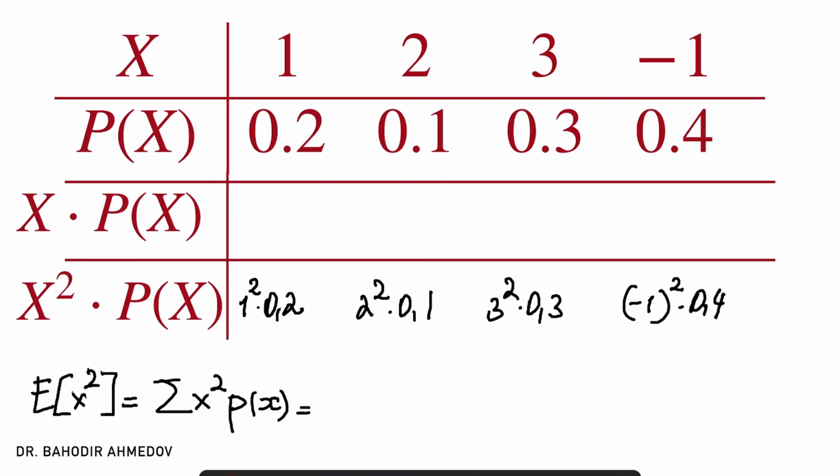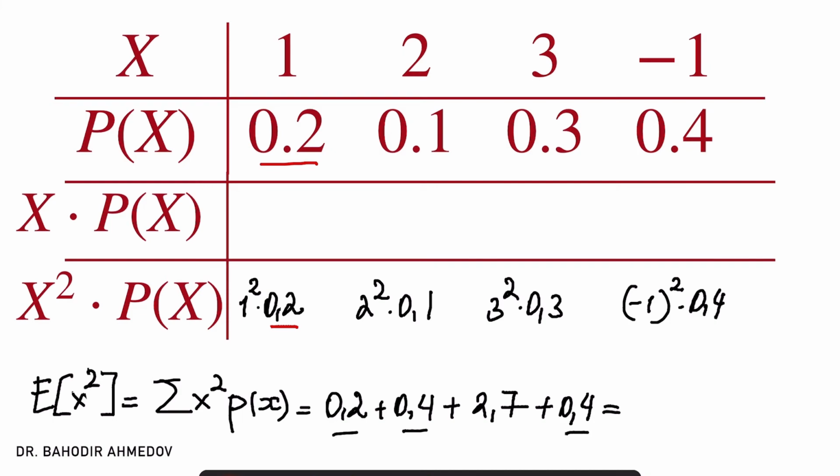Let's calculate this. Please note that the probabilities are not going to be changed. They're going to be the same. It's going to be 0.2 plus 0.4 plus 2.7, right? 9 times 0.3 is 2.7. So plus 0.4. And if you sum everything up, it's going to be 0.4, 0.8, 1, 3.7.